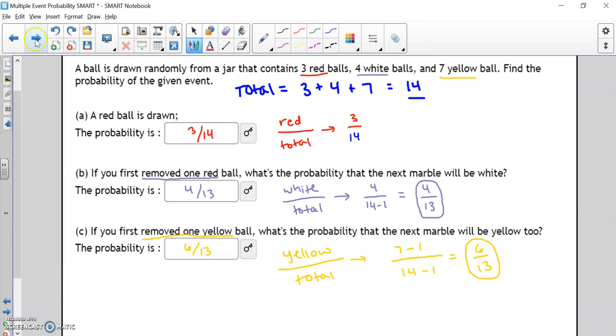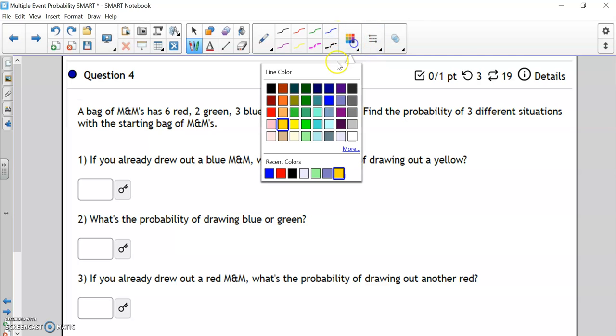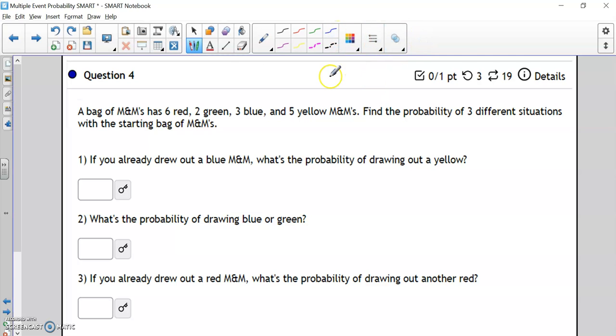All right, one more problem here. We have a bag of M&Ms now, 6 red, 2 green, 3 blue, and 5 yellow. So let's start by finding the total M&Ms. It always helps to have a total number to work with in the beginning. So we have 6 plus 2 plus 3 plus 5. And this gives me a total of, let's see, 16 M&Ms.